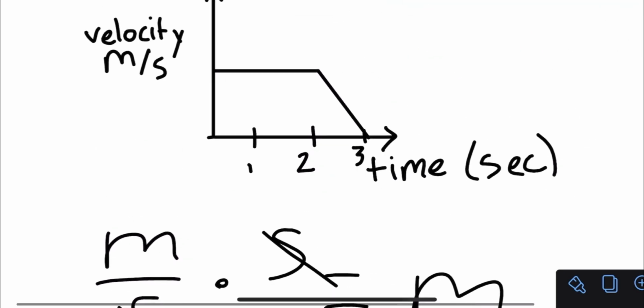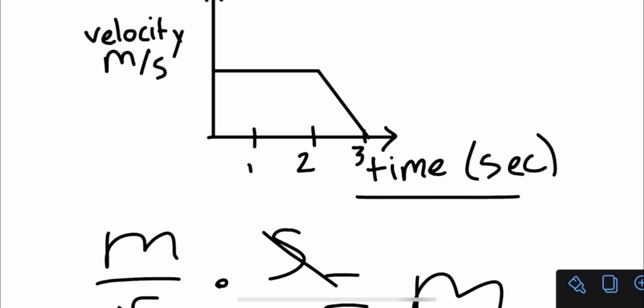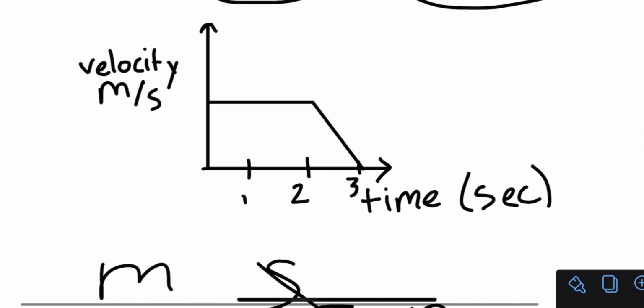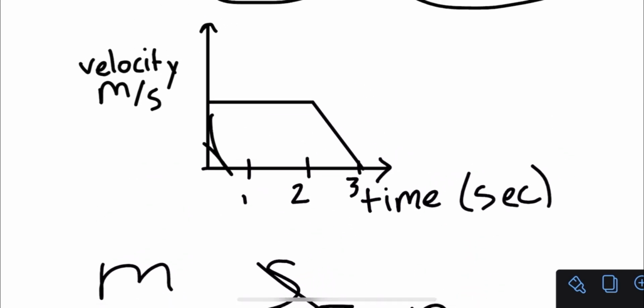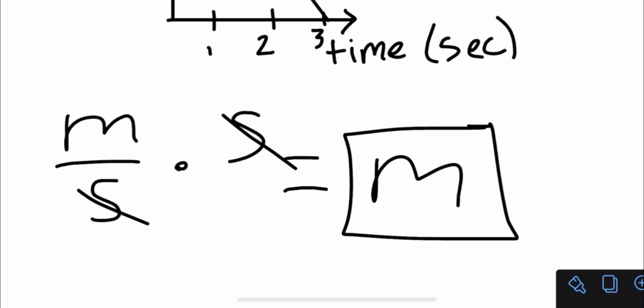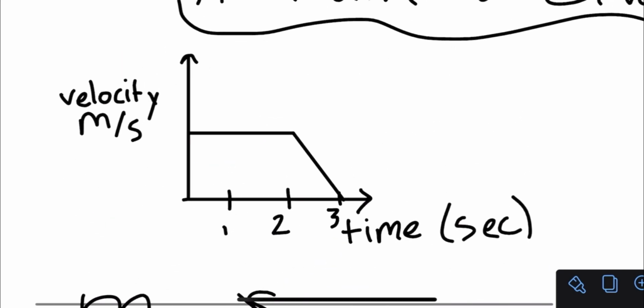So what I've essentially done is I've multiplied the units of the y-axis times the units of the x-axis, and that gives me meters. And basically, anytime you're finding the area under the curve, the unit of this area is always going to be the units of the y-axis times the unit of the x-axis. In this case, this gives me meters. So by finding the area under this velocity versus time graph, I can find the position, or the amount of displacement, the amount of distance this object may have traveled.